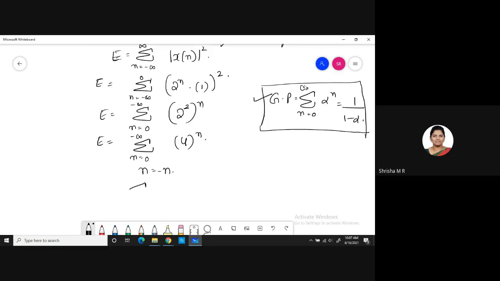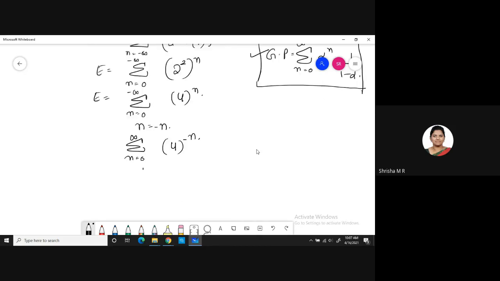Now your summation is n equal to 0 to infinity. So what happens here? 4 to the power of minus n. Can I write it as 1 by 4 to the power of n? So you have summation n equal to 0 to infinity of 1 by 4 to the power of n. Now did I achieve this in the form of GP, summation n equal to 0 to infinity of alpha to the power of n is 1 by 1 minus alpha? I've got it to this form, right? Clear, everyone?